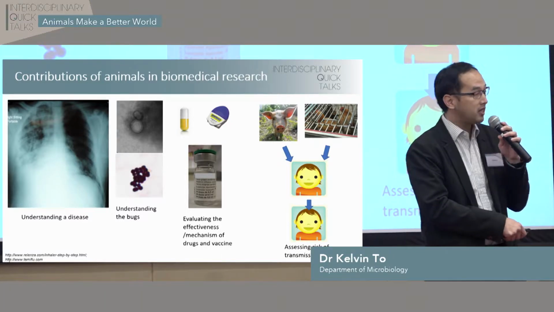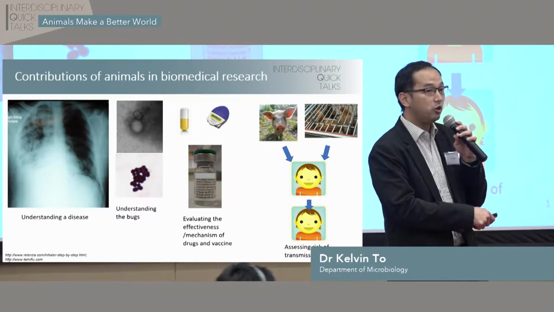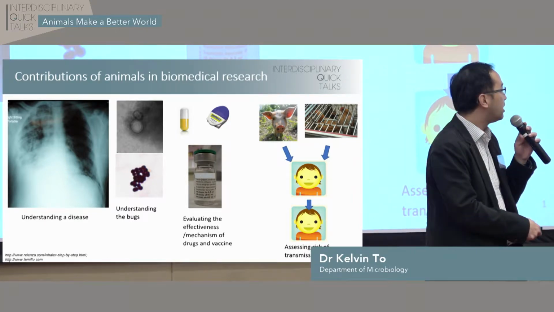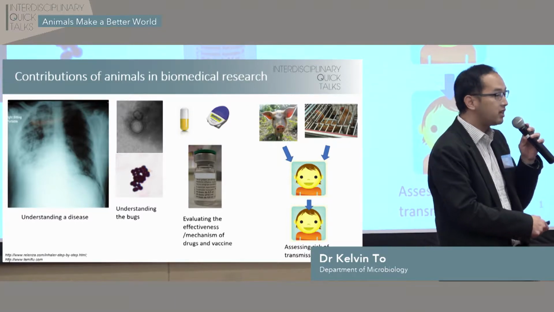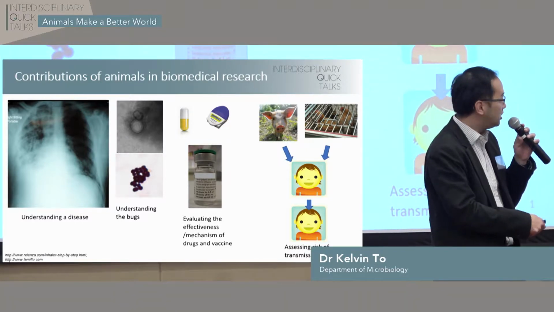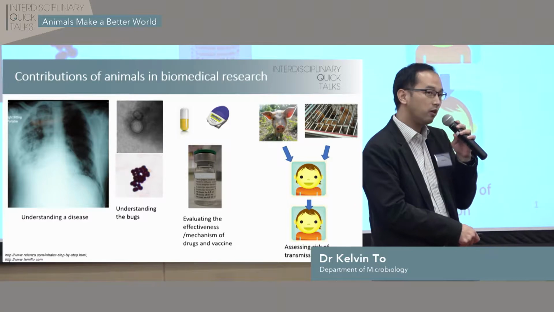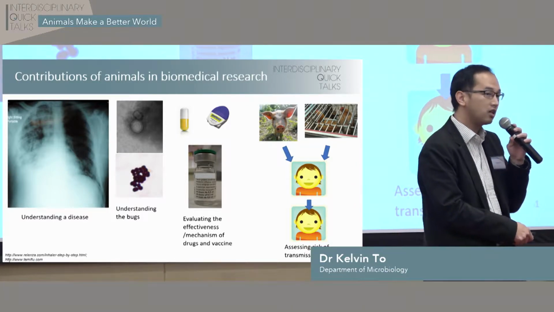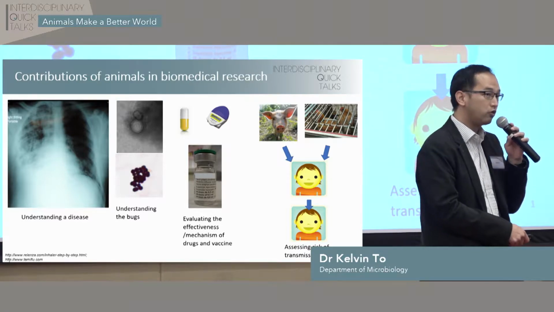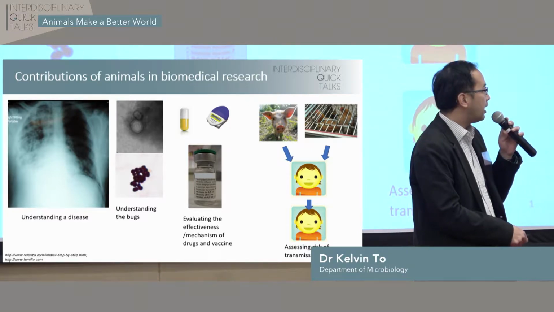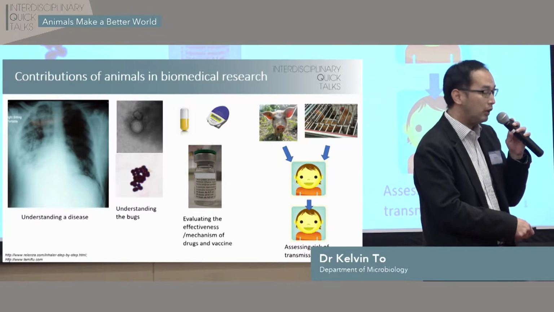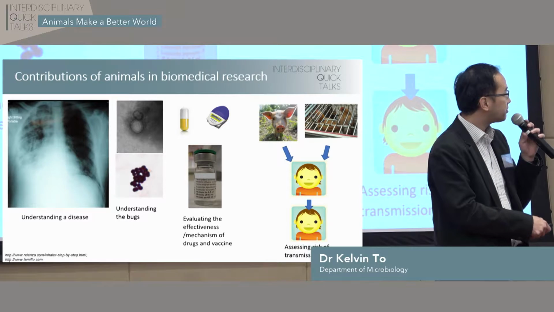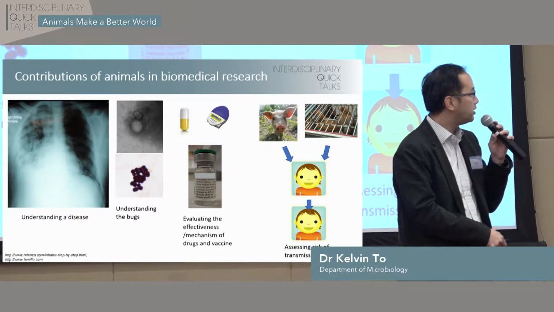Secondly, we need to understand the bug. Sometimes we have new viruses or bacteria, for example, SARS or avian flu, and we need to understand why they cause the disease in humans. Third, we also develop drugs or vaccines that help to treat or prevent infection. And how do we evaluate the effectiveness of these treatments or vaccines? Animal research is very important.